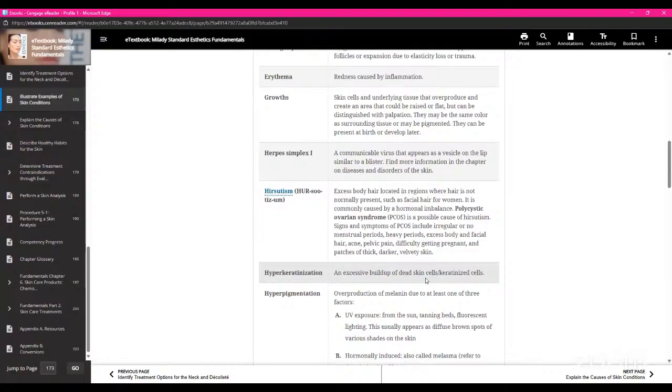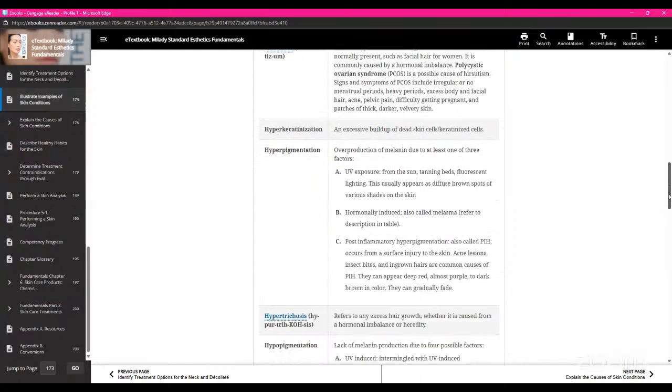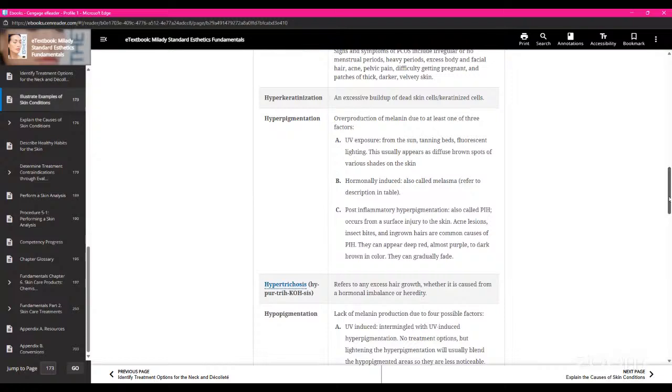Hyperpigmentation. Now we have an abundance of melanin in a particular area where that melanin needs to be easily distributed. It starts to accumulate in one particular area. Hypertrichosis is excessive hair growth. Okay, whether it's caused from hormonal imbalance or heredity, hypertrichosis, excessive hair growth, which means where you should have vellus and lanugo hair, you have terminal hair.